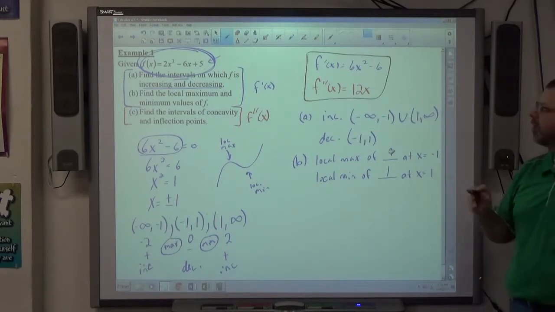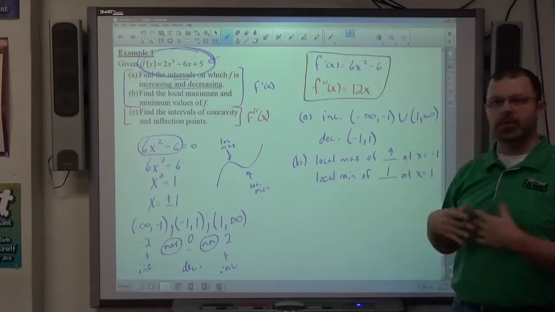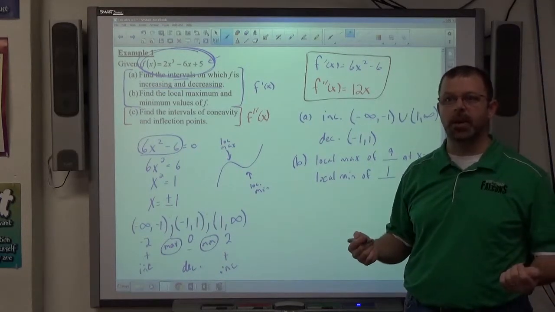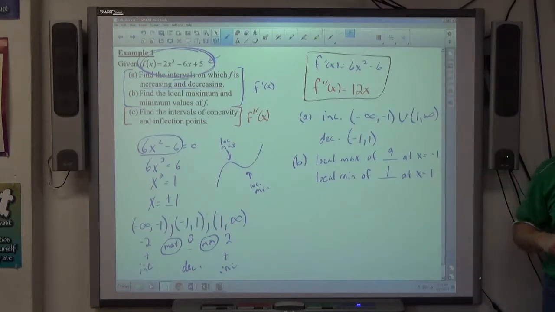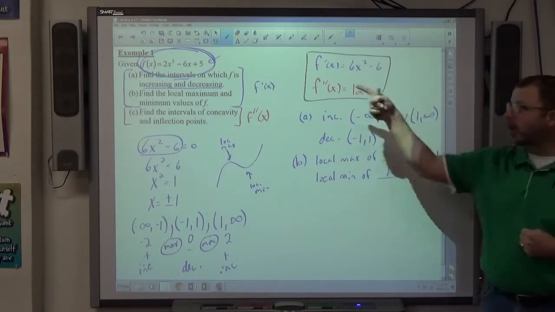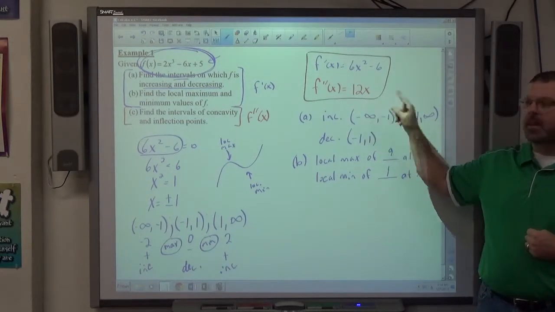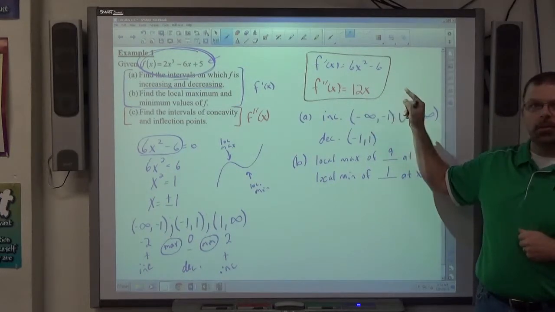Once I've found that information, now I want to move on to the second derivative. I'm going to do a similar task with the second derivative. I want to find critical numbers of the second derivative. Critical numbers of the second derivative happen at endpoints. They happen when the second derivative is undefined, and they happen when the second derivative equals 0. Sound familiar? Same criteria, right? There are no endpoints. 12x is never undefined, right? And it equals 0 when x equals 0.